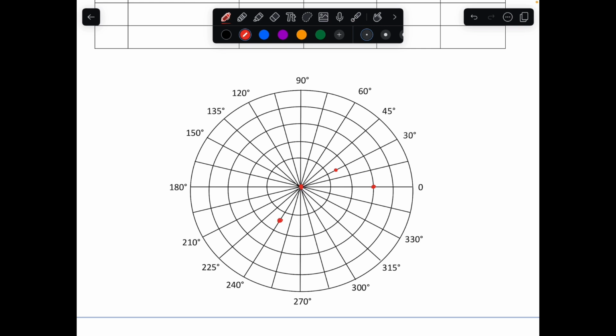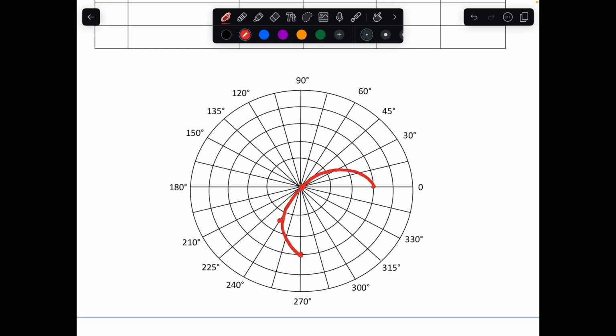Now at 90 degrees, we have a value of negative 3. So 90 degrees, this is the positive direction. The negative direction is downward. So we get a point over here. Now connecting this, we have.